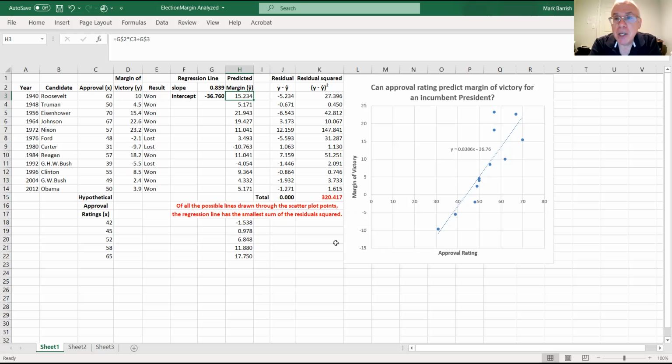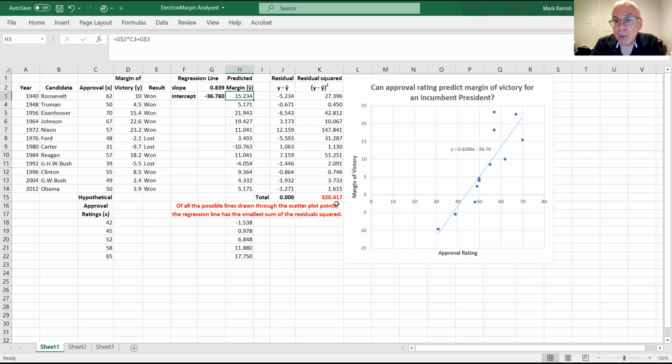Now, here is the real definition of the line of best fit or the regression line. It is the one line out of all possible lines which has the smallest sum of the residuals squared. So this number here, if we did this for any other possible line that we could draw through these points, this would have the smallest sum of the residuals squared.